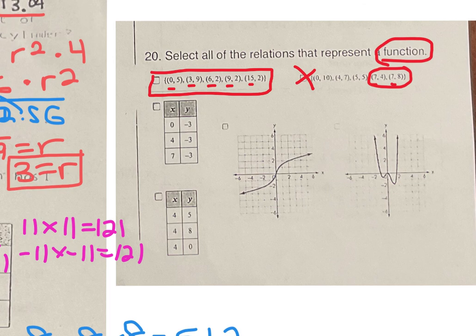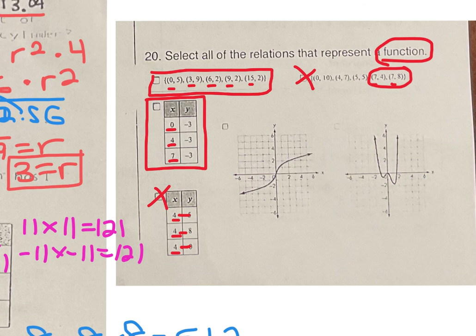As I take a look at the tables, I see that all my x values are different. It's okay that the output repeats because that would just create a horizontal line. So therefore, that is a function because each input has exactly one output. 0 only goes with -3. 4 only goes with -3. As I took a look at the second table, here I have 4 goes with 5, 4 goes with 8, and 4 also goes with 0. If you notice, that input is repeating with different outputs. Because of that, it is not a function.